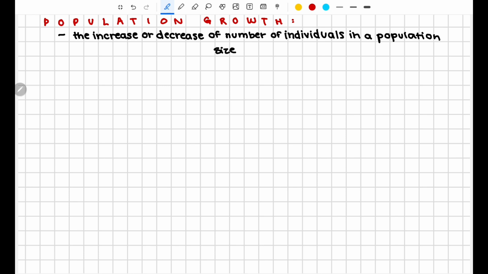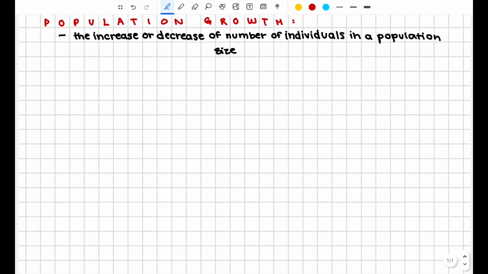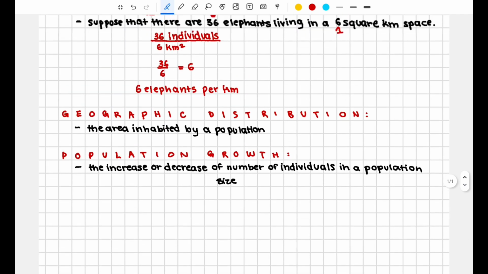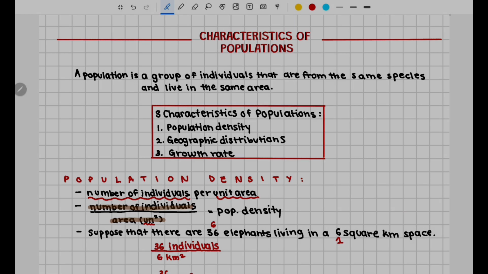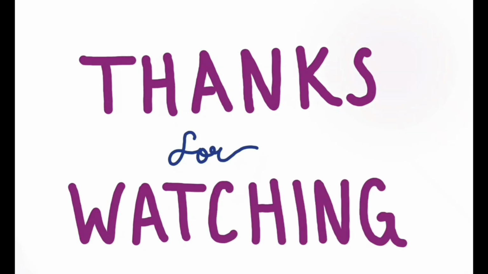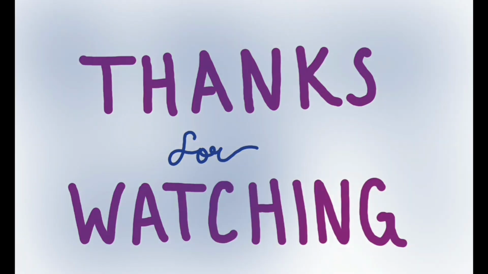But that is the main overview of population growth and the main overview of the characteristics that you can use to describe the population, because when we think of the bigger picture, all of these different characteristics help to describe a population. If we ever want to understand that population, we need to understand these three characteristics of it: the population density, the geographic distribution of the population, and the growth rate of the population, which we will go into in more detail in the next video. Congratulations, you are now an expert at the characteristics of populations.